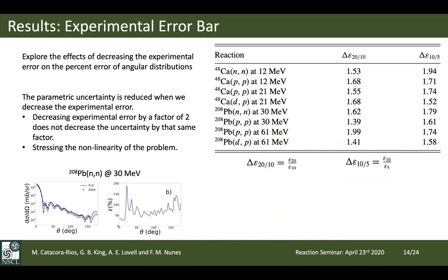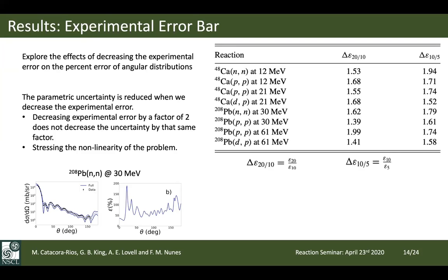So now we will look at the effects of the assigned error bar. When we generated our data set, we assigned a 10% error to make this more realistic and to be able to define our fit. And so we wish to see how increasing or decreasing our 10% assigned error changes our parametric uncertainties.